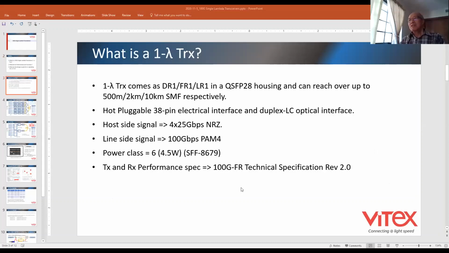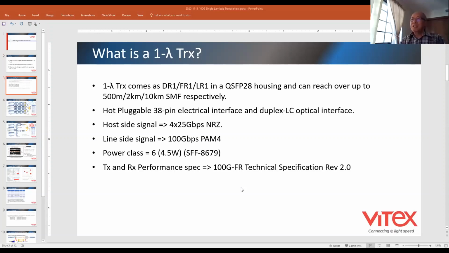So what is single lambda? Single lambda usually has three flavors: the DR1, FR1, and LR1 in the QSFP-DD housing, and can reach up to 500 meters, 2 kilometers, and 10 kilometers of single mode respectively. And it's a hot pluggable QSFP28 with a duplex LC optical interface.